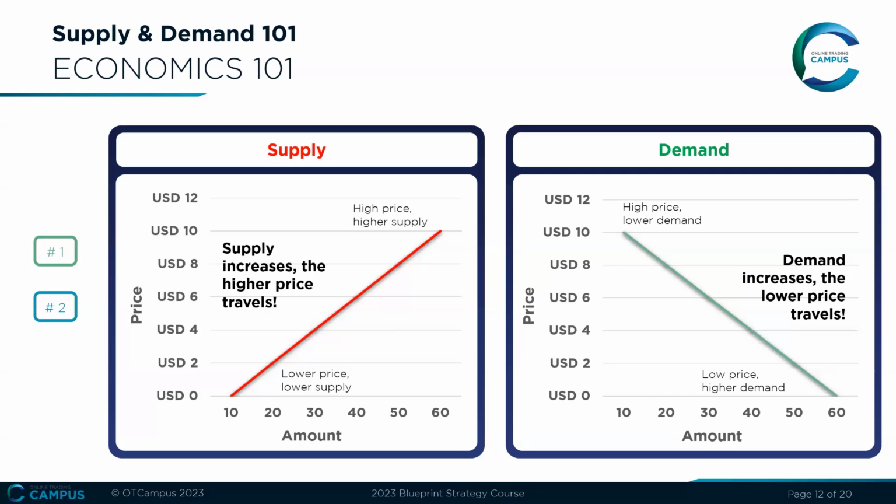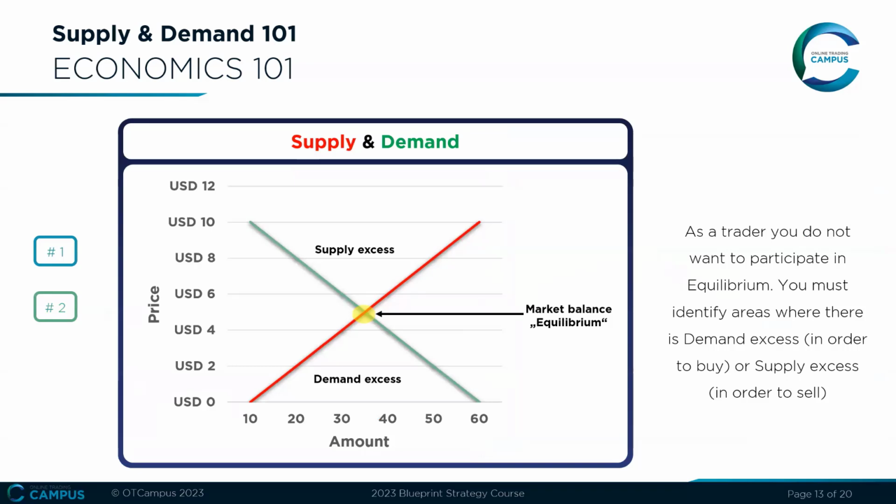What we want to do is buy low in demand and sell high in supply, generally. So far, so good. If we match the supply and the demand curve in one chart, we get three key areas: a market balance or market equilibrium, an area of supply excess, and an area of demand excess. The higher we go from market balance, the more supply excess there will be. The lower you go from market balance, the more demand excess there will be.